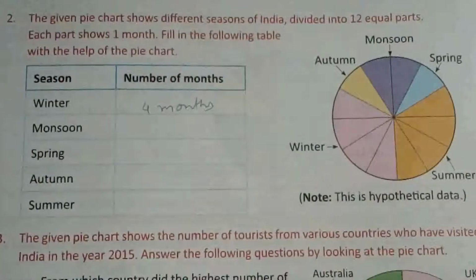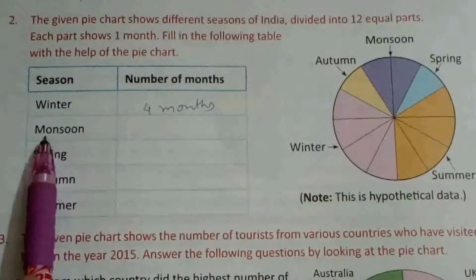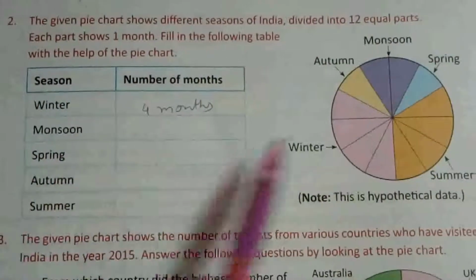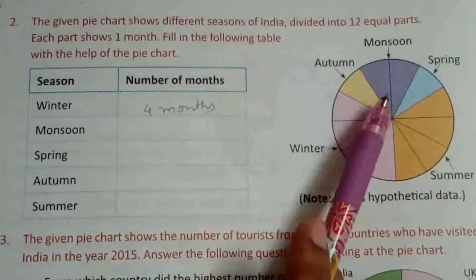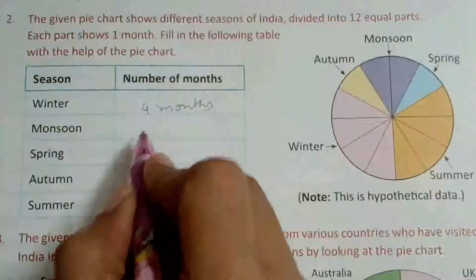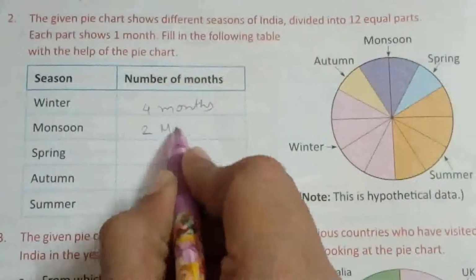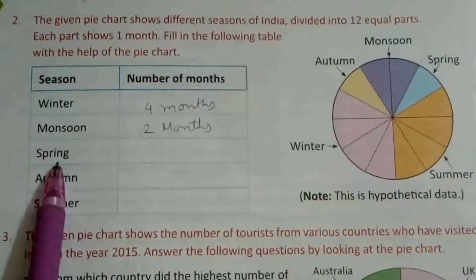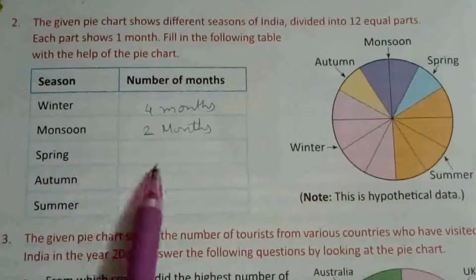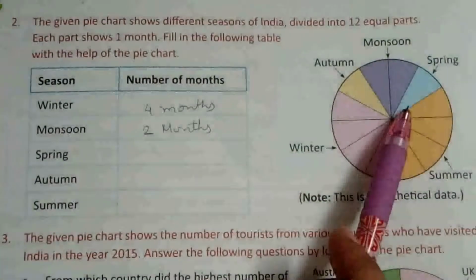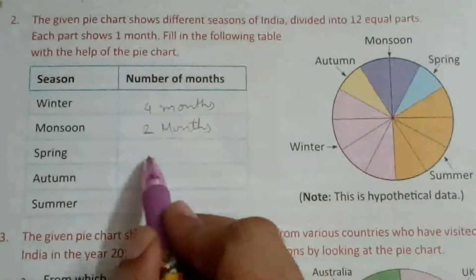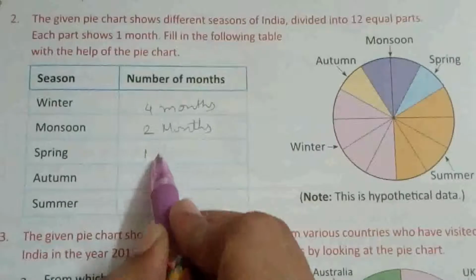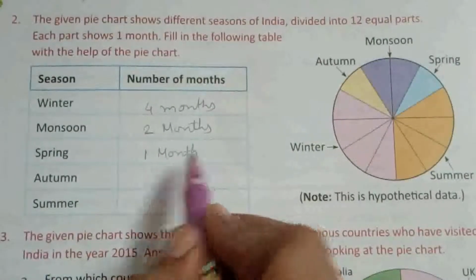Understood? Now the second season is monsoon. So here in monsoon there are only 2 months, right? So I will write here 2 months. Now the next one is spring season. So in this spring season there is only one month, right? So I will write here 1 month.